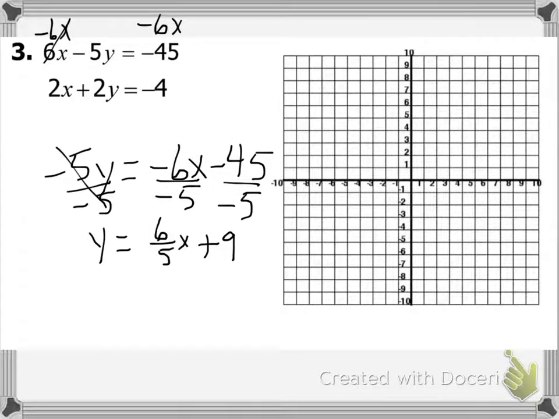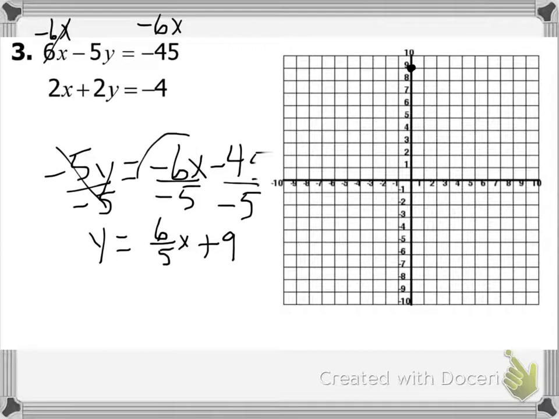Now, is that in slope-intercept form? Yes, it is. What is my y-intercept? 9. Put a point at 9 on my y-axis. What's my slope? 6 over 5. Up 6, right 5. Can I go up 6, right 5 without going off my graph? No. So what two directions do I need to go? Down 6, left 5.